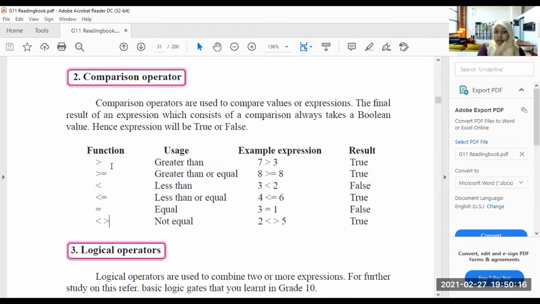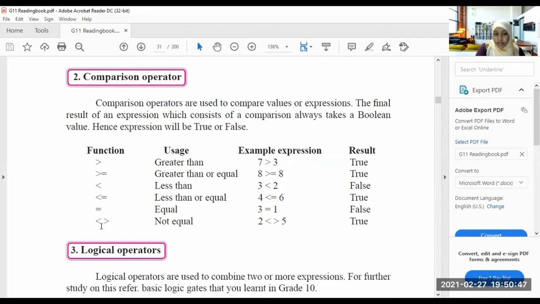The first one is greater than. So 7 greater than 3. Yes, the result will be true. Greater than or equal. So 8 greater than or equal 8. Yes, it is true, because it is equal to 8. Less than: 3 less than 2. It is false. It is wrong. Less than or equal: 4 less than or equal 6. It is true.